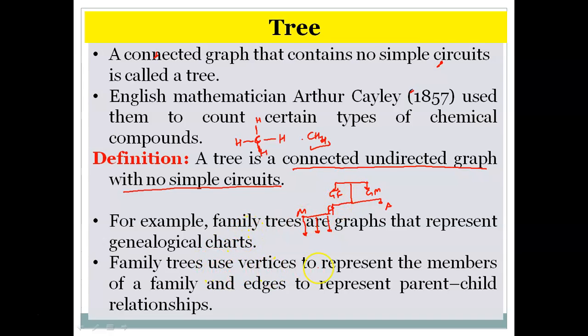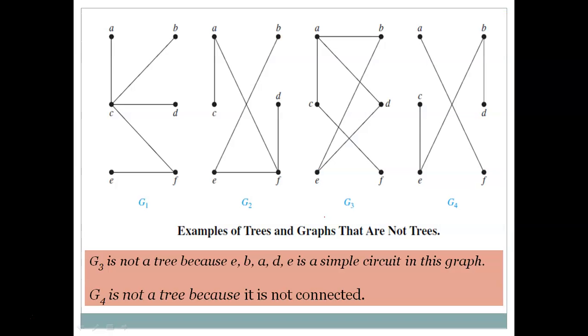Family trees use vertices to represent the members of the family, and an edge represents the parent-child relationship. For example, here grandfather and grandmother, this edge represents the connection. The father-child relationship is here, and if here is the son, then again you see a father-child relationship is there. An edge is representing the parent-child relationship.